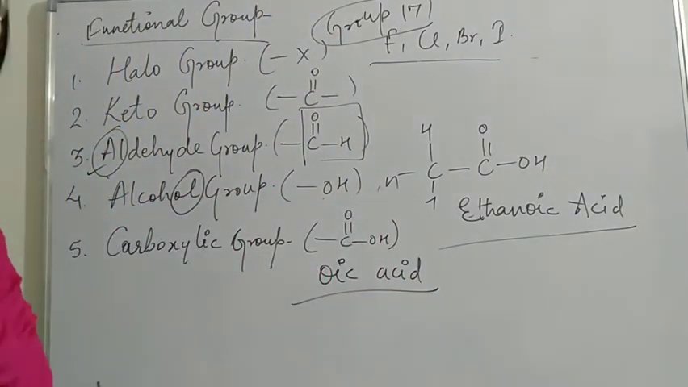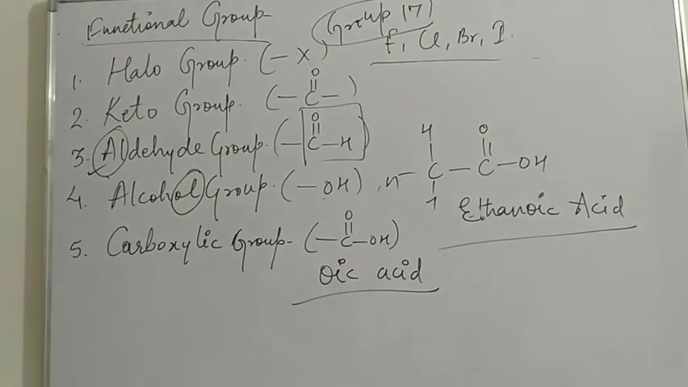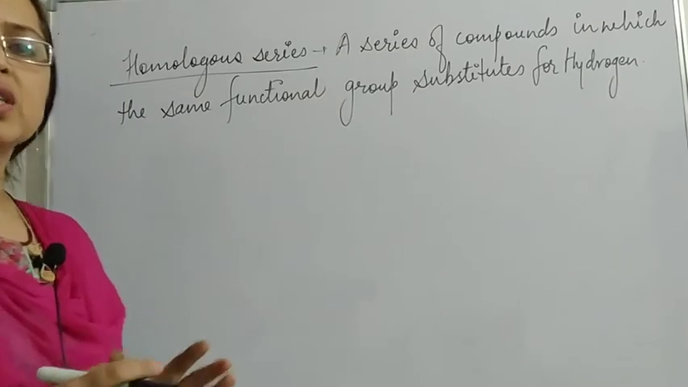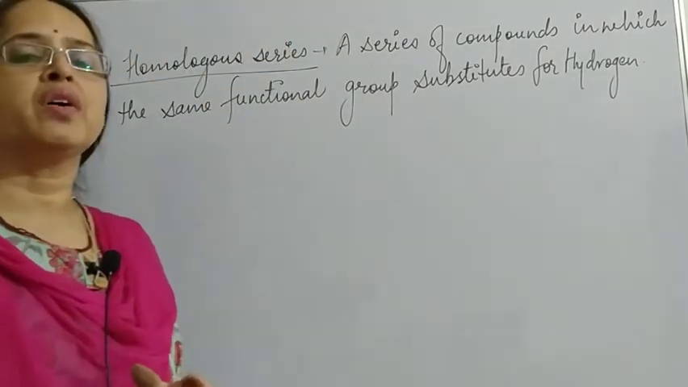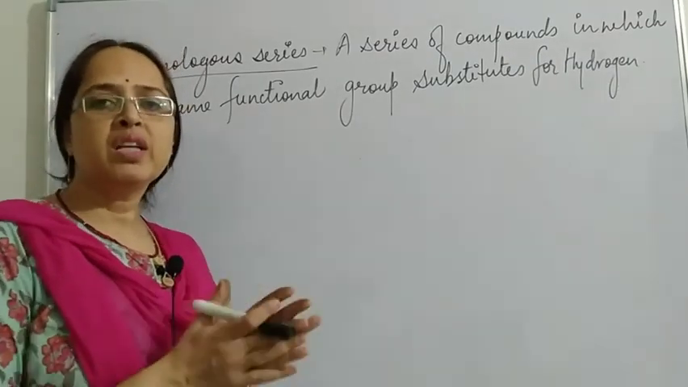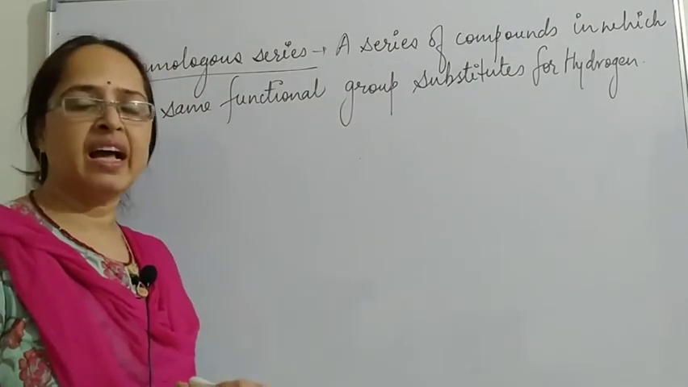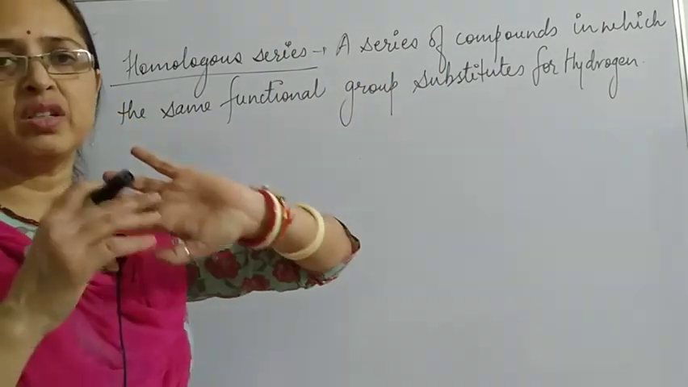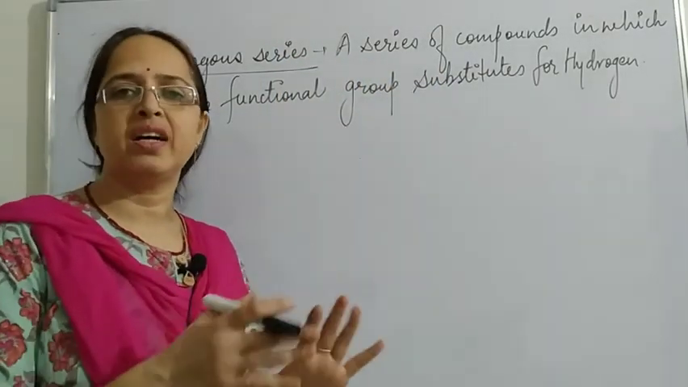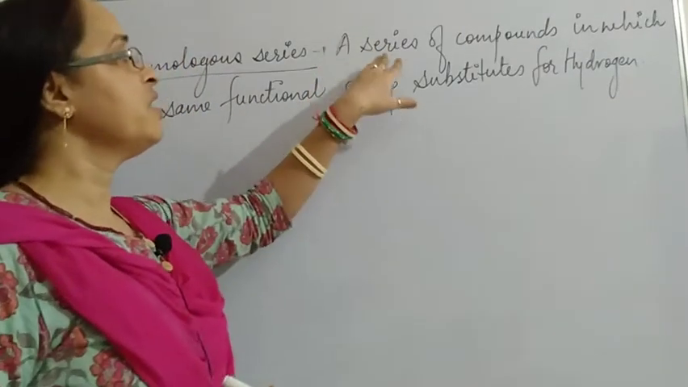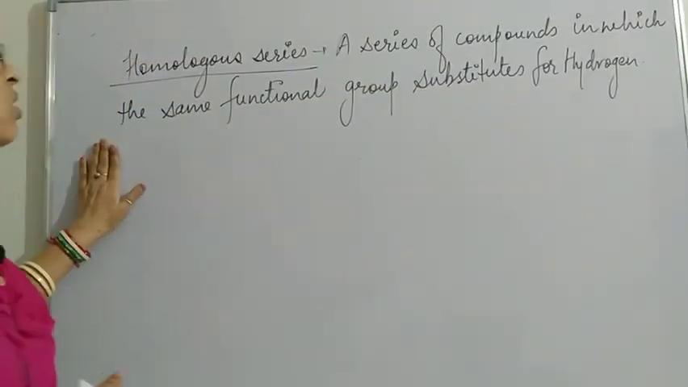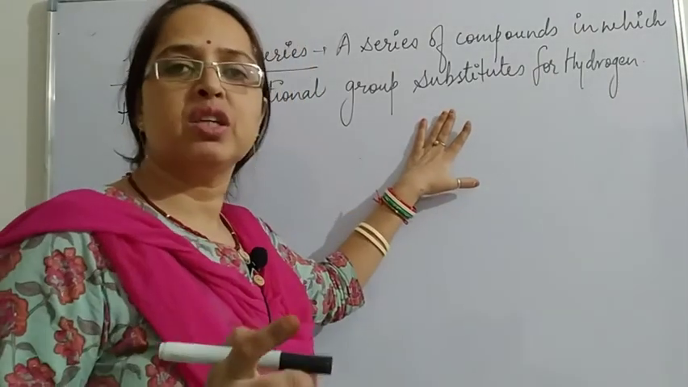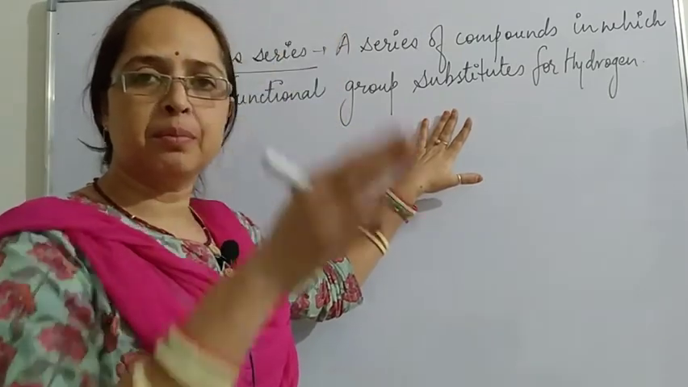What is homologous series? Now students, here we talk about the homologous series. Homologous series means it is a series of compounds in which one functional group is there, and this group is substituting for hydrogen. That means the functional group has taken the position of one hydrogen. So you can see the definition over here: series of compounds in which the same functional group substitutes for hydrogen. That means the functional group remains the same in that complete series.